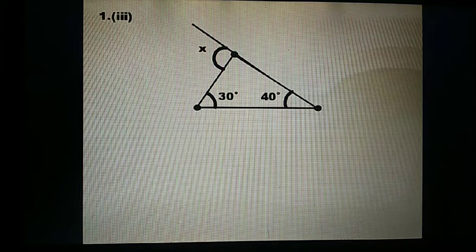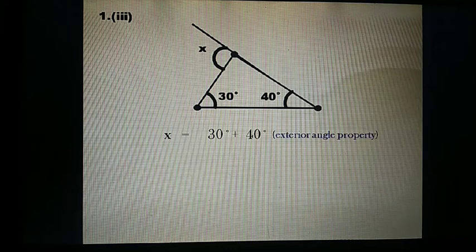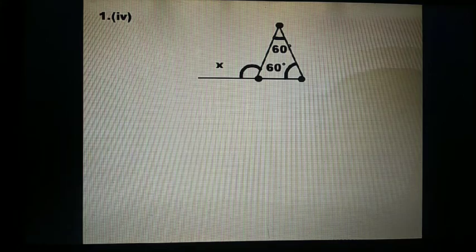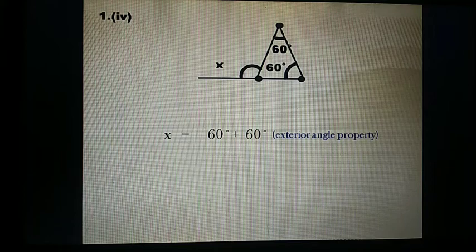Next is this diagram. Here again, you are supposed to find the value of exterior angle, which will be equal to sum of interior opposite angles by exterior angle property. Adding the two on the right hand side, you will get the value of x as 70 degree. Next, we are supposed to find the value of exterior angle, that is x, which is equal to 60 degree plus 60 degree by exterior angle property. Adding the two on the right hand side, you will get the value of x as 120 degree.